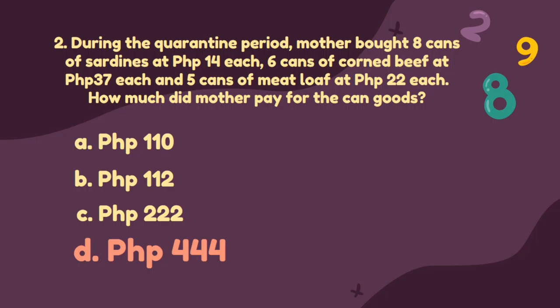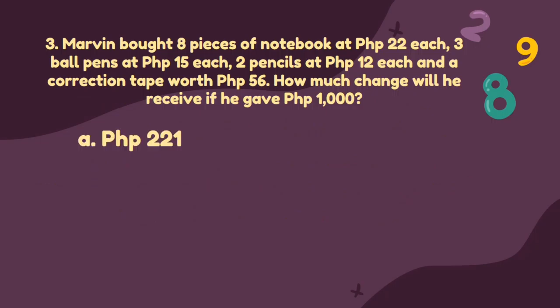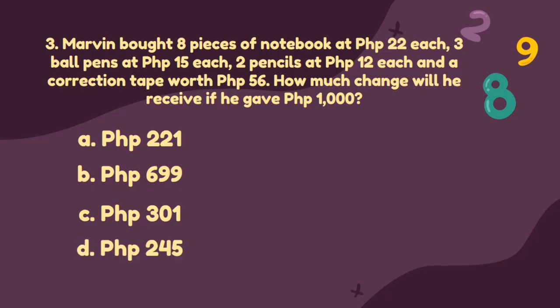The correct answer is letter D, 444 pesos. Marvin bought 8 pieces of notebook at 22 pesos each, 3 ballpens at 15 pesos each, 2 pencils at 12 pesos each, and a correction tape worth 56 pesos. How much change will he receive if he gave 1,000 pesos? A. 221 pesos. B. 699 pesos. C. 301 pesos. And D. 245 pesos.